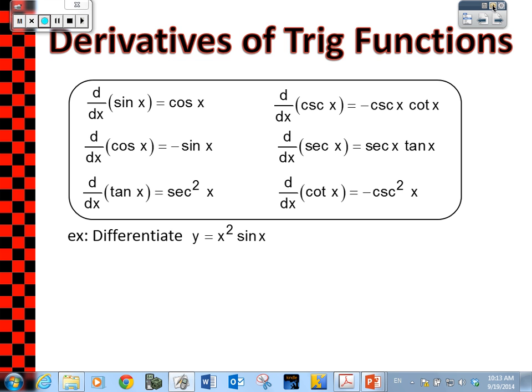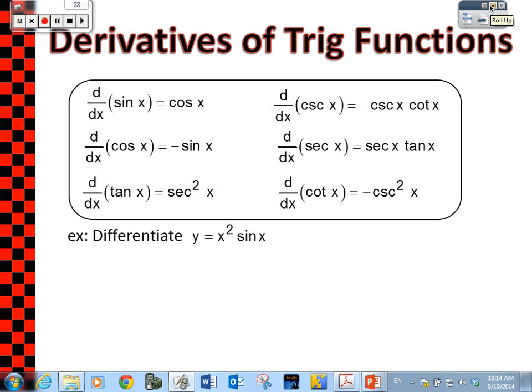I'll talk about that after I finish the lesson. Okay? All right. So let's take a look at our first example. We are asked to find the derivative of y equals x squared sine x.